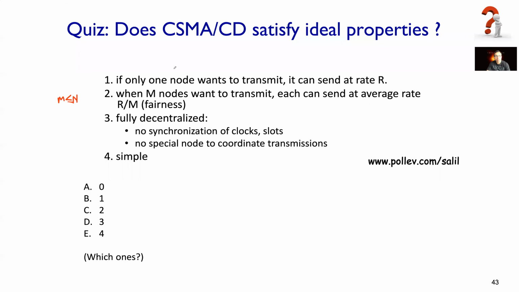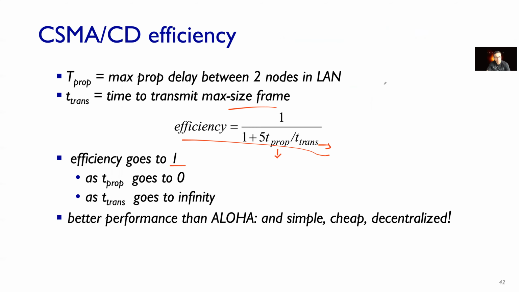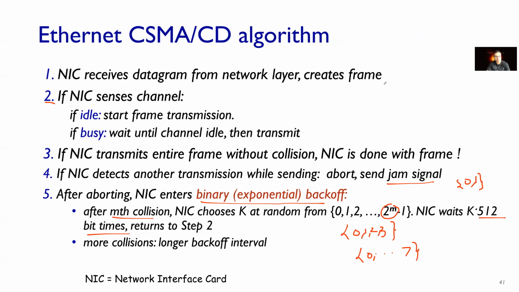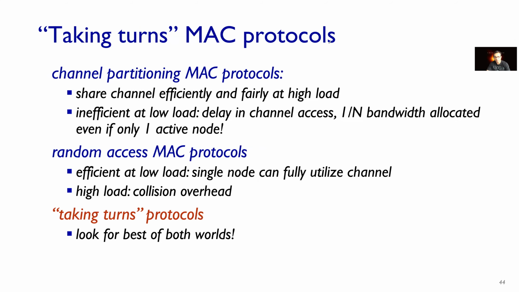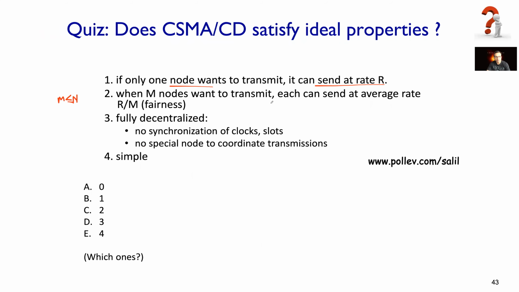So if there's only one node wanting to transmit, right, can it send at the full rate? I would think so, right? If there's just one node transmitting, it will sense the channel and see the channel is idle, and start the frame transmission. For the next frame, it keeps doing that. So if there's no other node, it will never sense the channel to be busy. So it should be able to transmit at very close to R. So I think it would meet this property.